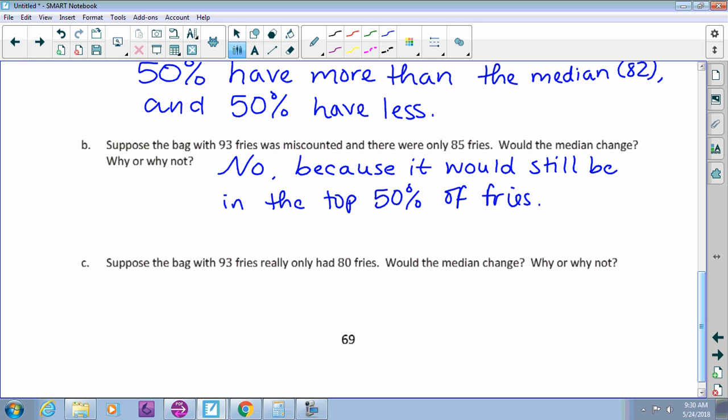Yes. It's okay that I put no because it will be on the same side. I think you can be a little more specific. You're not wrong. Of the top 50%. Yeah, add that in. Okay, any other questions?